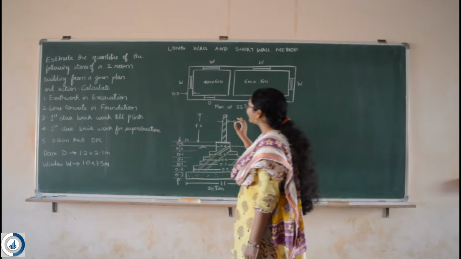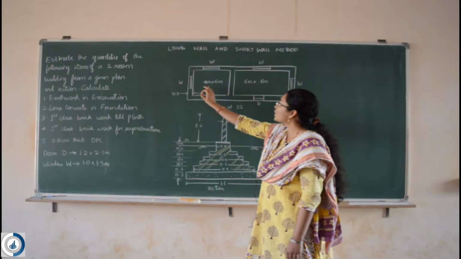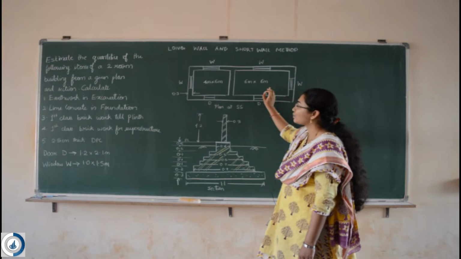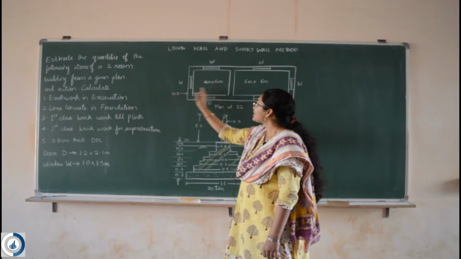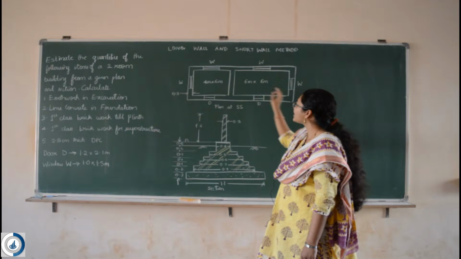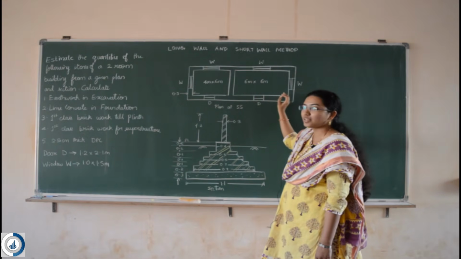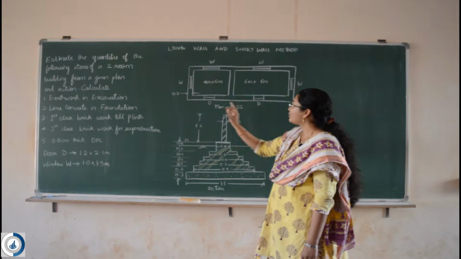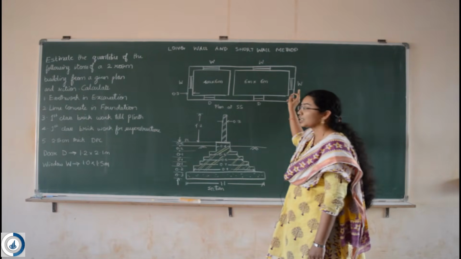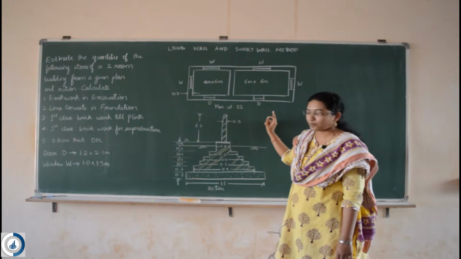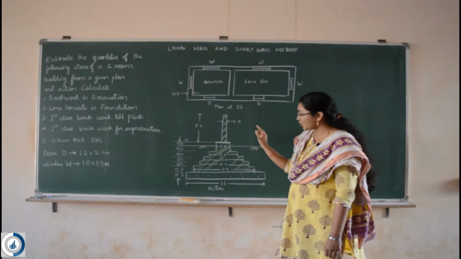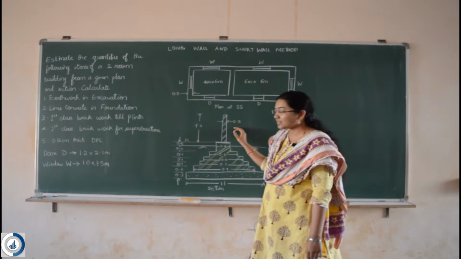So the plan is given like this. There is a two-room building, in which one room is 4 meter by 6 meter, and the other room is 6 meter by 6 meter. It means on this side the length is 4 meter and the breadth is 6 meter. On this side the length is 6 meter and the breadth is 6 meters. They have been given 2 doors and 4 windows. So this is the plan given for the superstructure. A section is also given. The section goes like this.